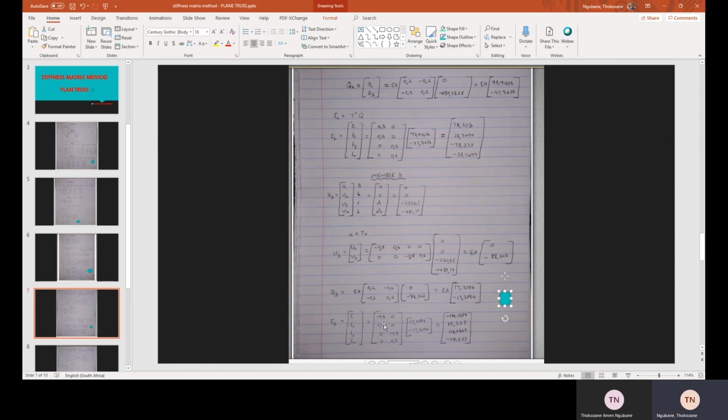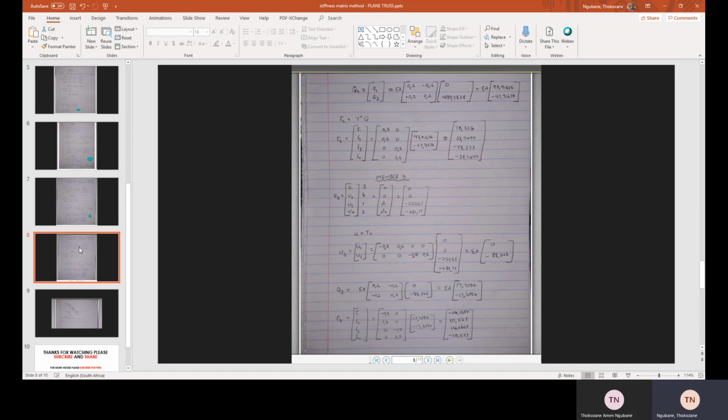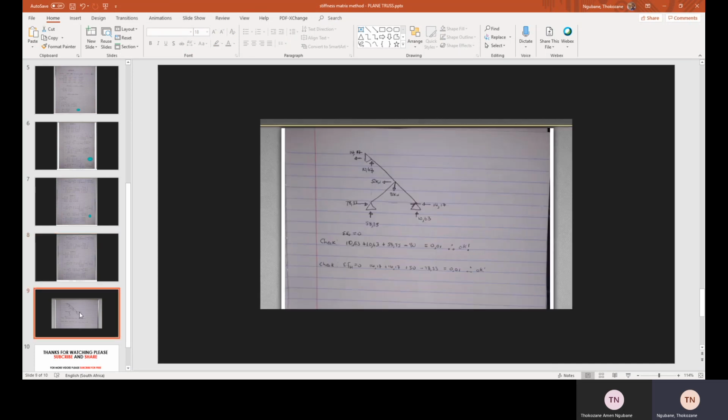And then the next step, we find our F3 again, the inverse of T times Q. F equal to inverse of T times Q. Then we take our inverse of T, substitute our cosine. Remember, for member 3, we substitute cos, sine, 0, 0, cos, sine, 0, 0. We multiply with Q3 here. Multiplying these different matrices, we got these answers here. Okay, let's go to our next step.